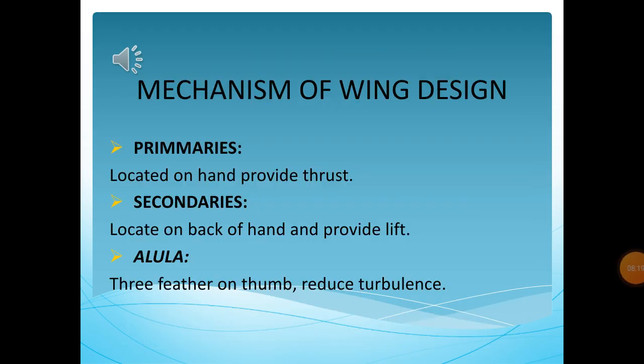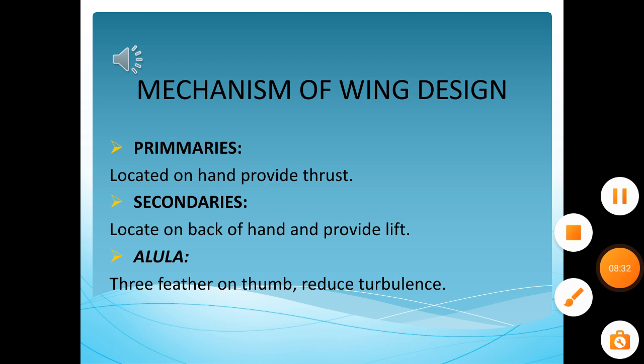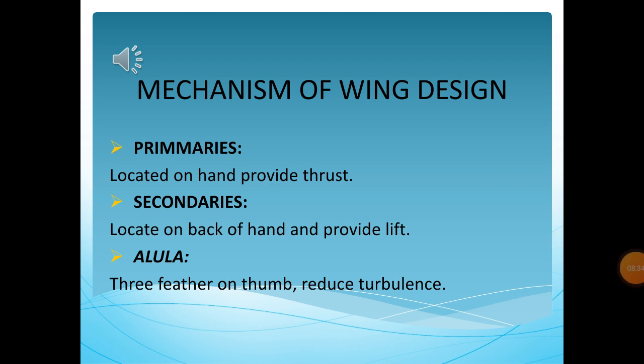Mechanism of wing design. The wings of the bird are designed into three main parts: primaries, secondaries, and alula. Primaries are located on the hand and provide thrust for the bird, and secondaries are located on the back of the hand and provide lift. Alula. What is alula? In birds, the feather on the thumb is called alula.